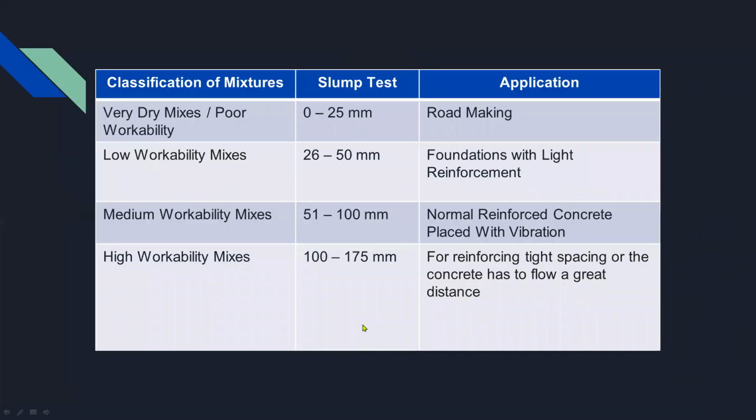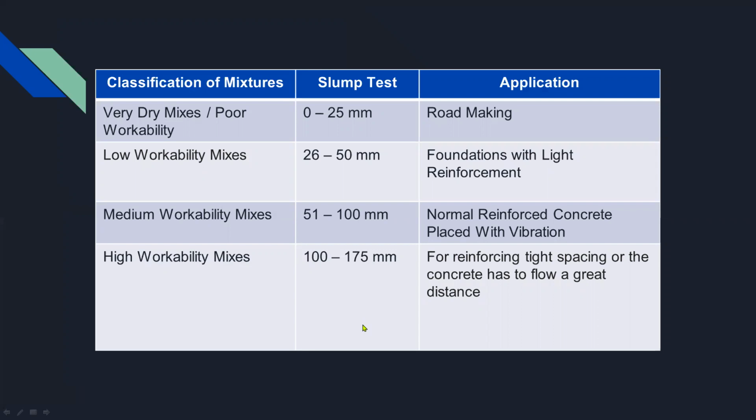For the classification of mixture na nakikita nyo sa first column, and then sa slump test, ito yung result, ito yung depth ng slump natin. And then, saan ba pwedeng gamitin yung mga result ng slump natin? Yung konkreto, yung sample natin. Saan bang application pwede yan?